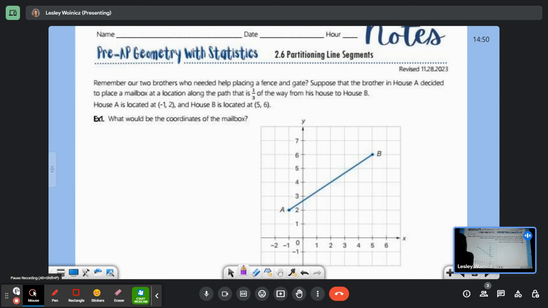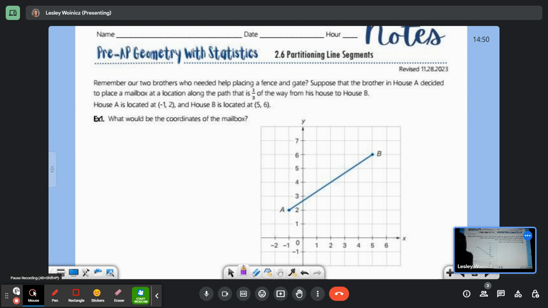Okay, so do you guys remember our two brothers who needed help placing a fence and a gate? Okay, now we're going to help them find where to put their mailboxes. So the brother in house A decides he wants to put his mailbox at a location that is 1/3 of the way from his house to house B. If his house is located at (-1, 2) and house B is at (5, 6), like on the picture, where should he put his mailbox?